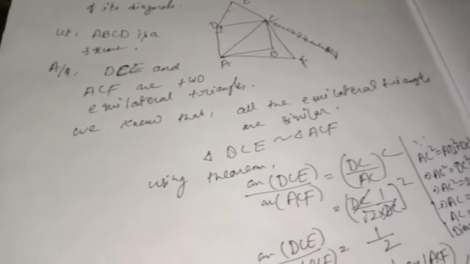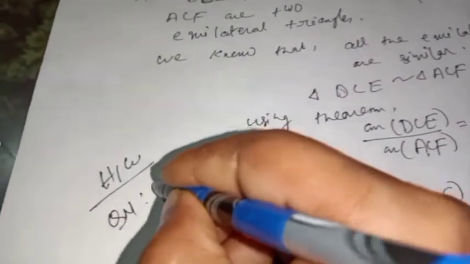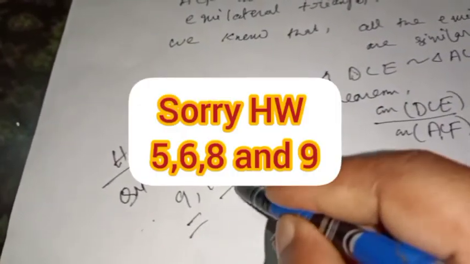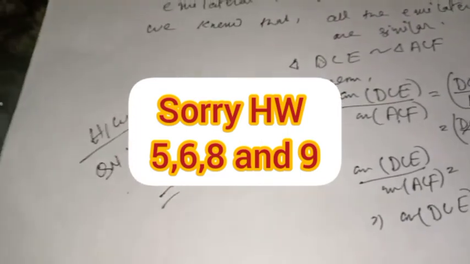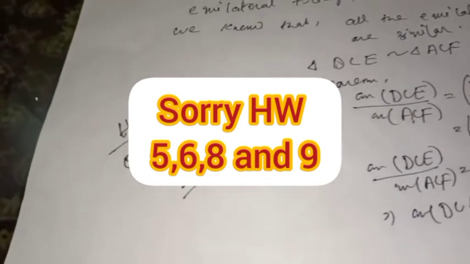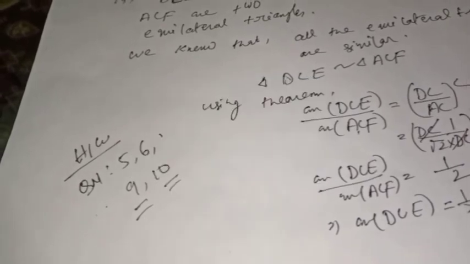In case of any doubt or confusion, please get back to me in the evening. Now see your homework: question number 5, 6, and 9, 10. You can find 9 and 10 in the MCQ. These 4 questions are your homework. So please submit in the evening.